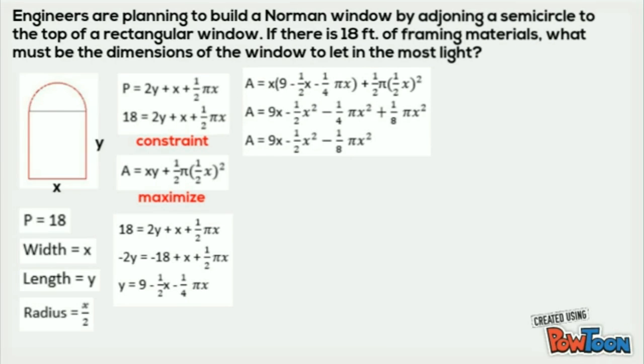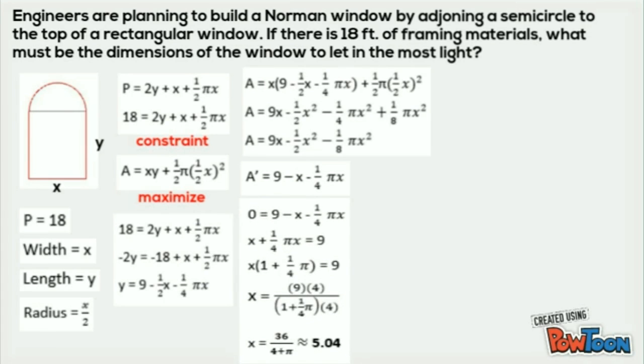to get a function in terms of one variable, which is A equals 9x minus 1/2 x squared minus 1/8 pi x squared. Next, we get the derivative of A, which is 9 minus x minus 1/4 pi x, set it equal to 0 and solve for x. And we get x equals 36 divided by 4 plus pi, which is approximately 5.04 feet.